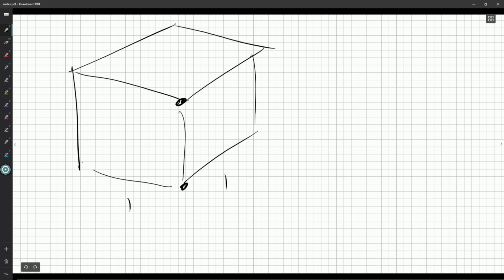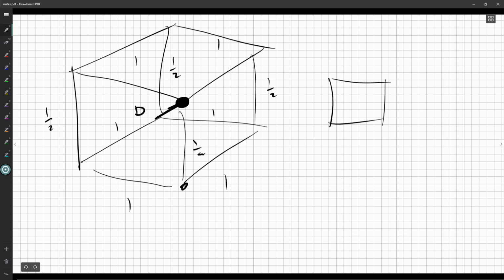1, 1. D is back here. These are 1/2. 1, 1, 1/2. 1/2, 1, and 1. 1/2 here. And so the center is here. And so how do you find the length of a diagonal of a prism?